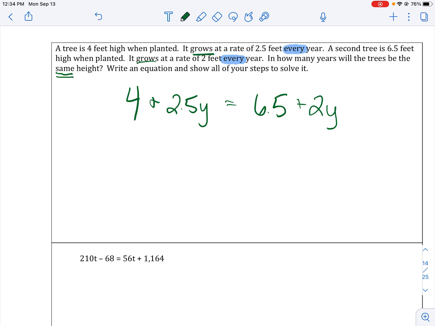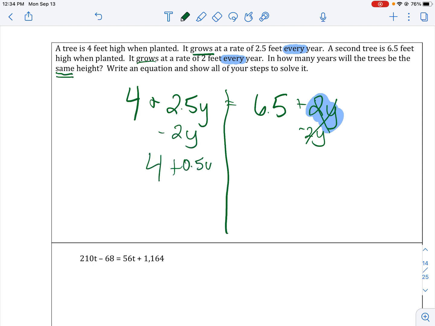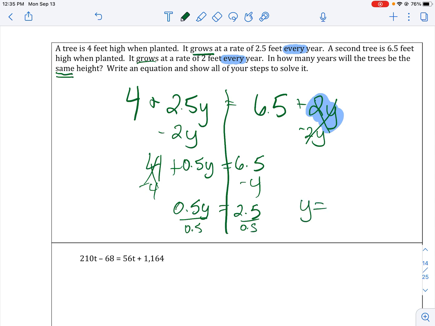Same means equal. So again, our goal is to get rid of all the variables on the right. I chose the variable on the right because 2 is less than 2.5. So we're going to get rid of all the variables on the right. And now we're going to get rid of all the constants on the left. And now we want to isolate our variable by dividing by the coefficient. y equals 5.